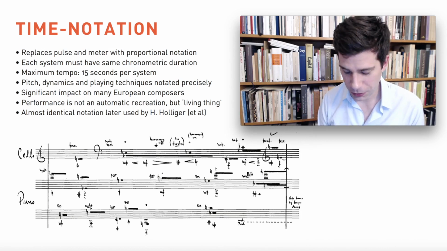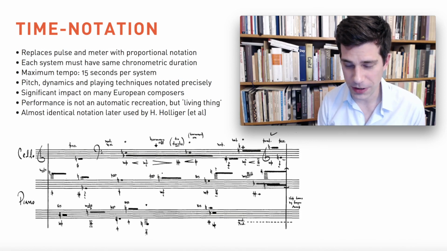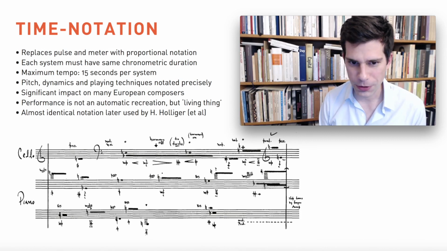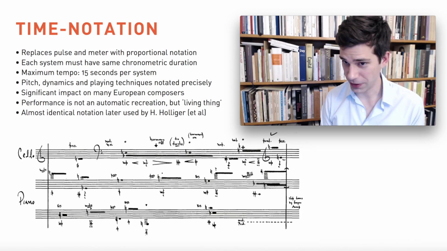And what Earle Brown specifies in the instructions for this piece is that each system has to last the same amount of time in performance. And the maximum amount of time that this can be is 15 seconds. So the performer determines the tempo of the piece by choosing what duration each system will have. So it can be 15 seconds, it can be 14, it could be 10 seconds, but whatever that duration is, it has to apply to every system in the piece.